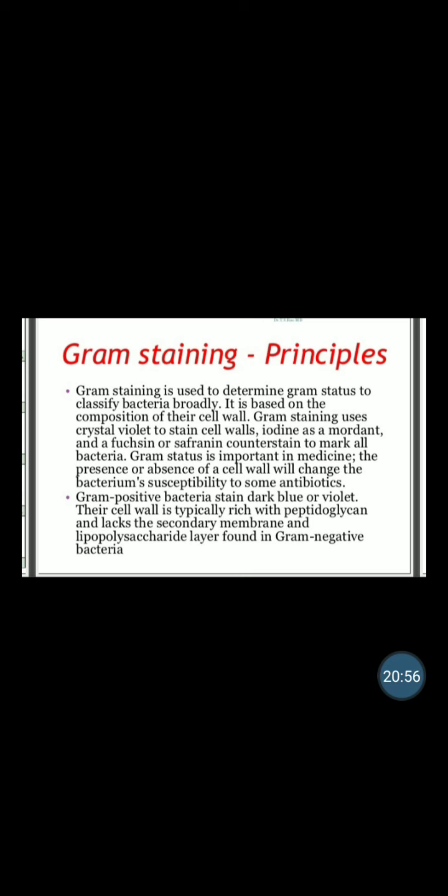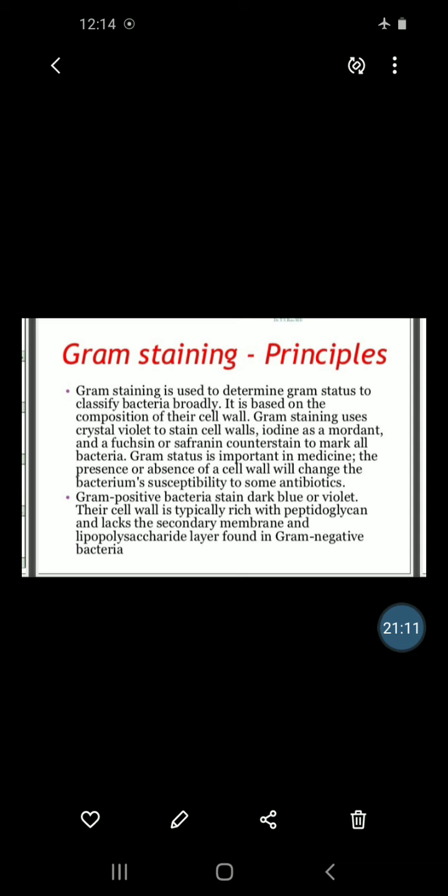Yes, in principle, first the gram staining is used to determine the gram status to classify the bacteria broadly. Then it is based on the composition of their cell wall. Then gram staining uses crystal violet to stain the cell walls. Then iodine is used as a mordant. Then fuchsin or safranin is used as a counter stain to mark all the bacteria.